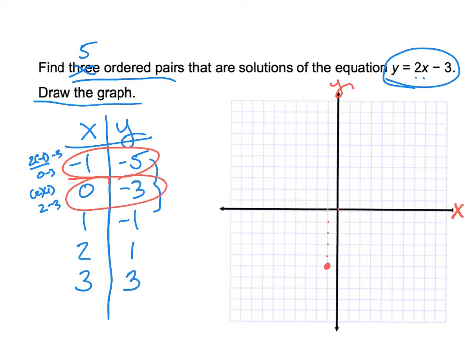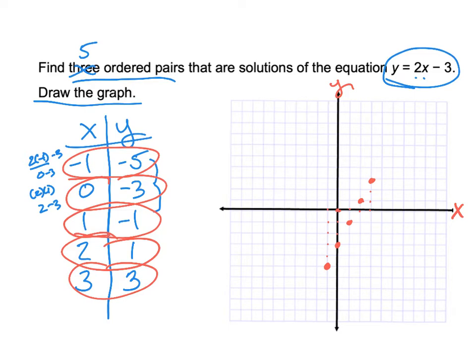0, negative 3. So I'm not going anywhere. Down 3. 1, 2, 3. Here's my next one. Positive 1, negative 1. So I'm going to go positive 1 and then down 1. Positive 2, positive 1, and then 3, 3. 1, 2, 3, 1, 2, 3.